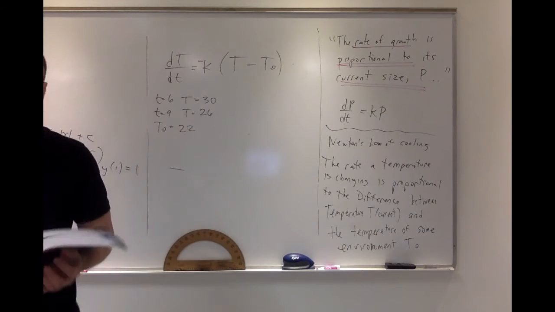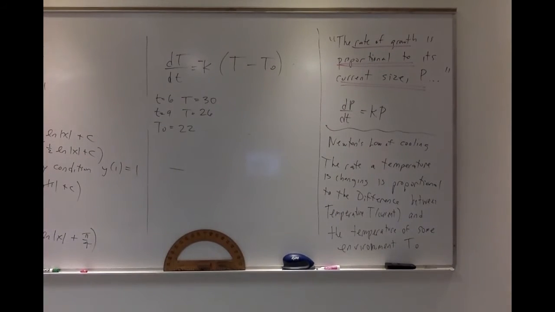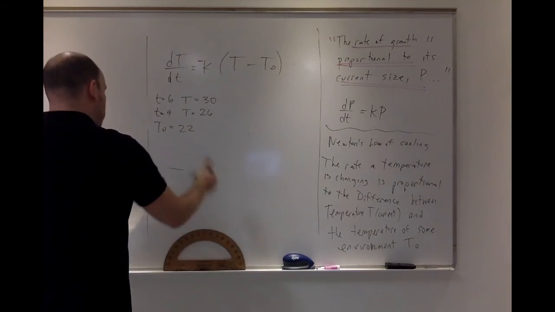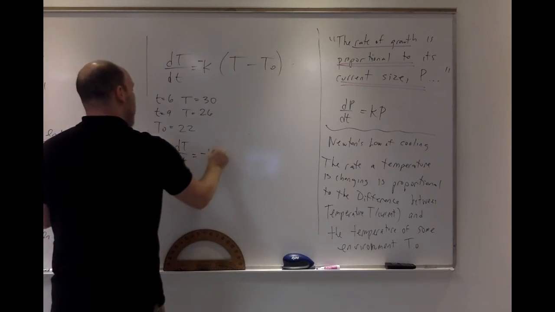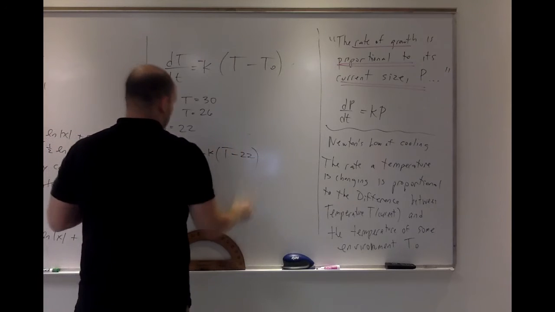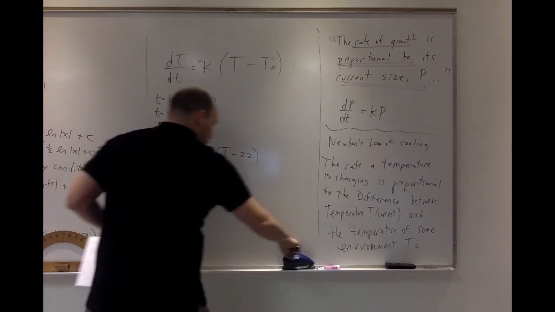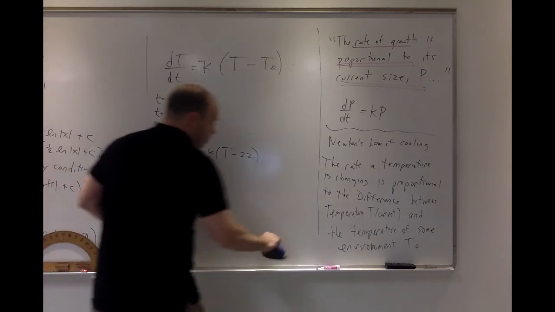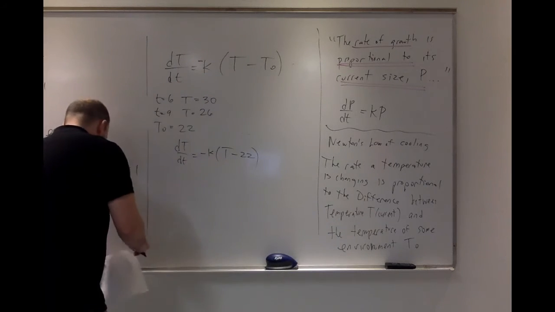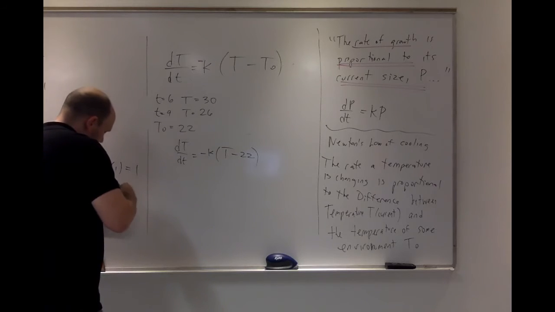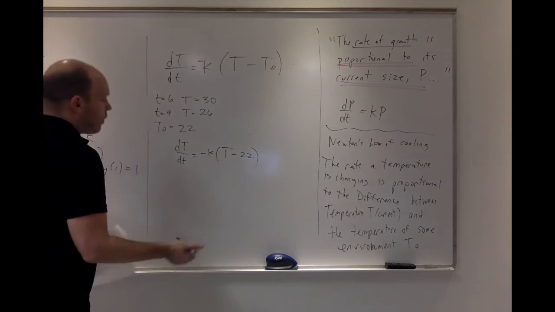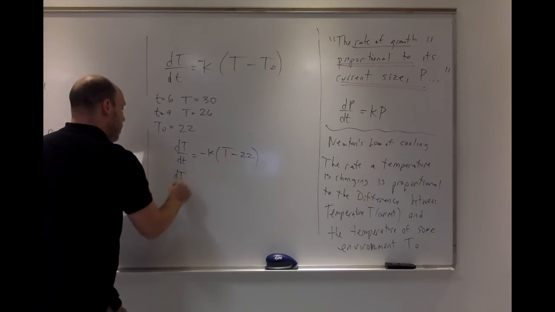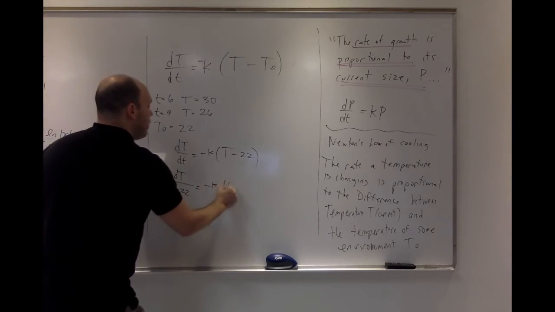Okay, so let's think about this. Well, I have a differential equation, right? And that's dT over dt is equal to negative k times T minus 22. Okay, well, let's solve this first. So we have dT over T minus 22 is equal to negative k dt.